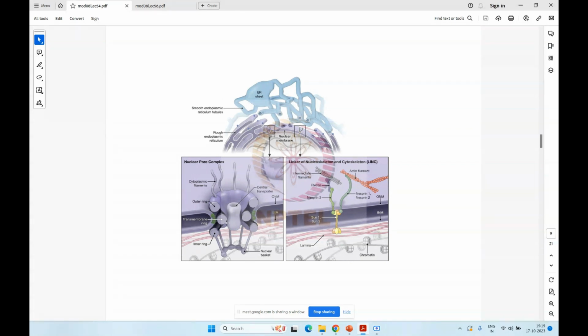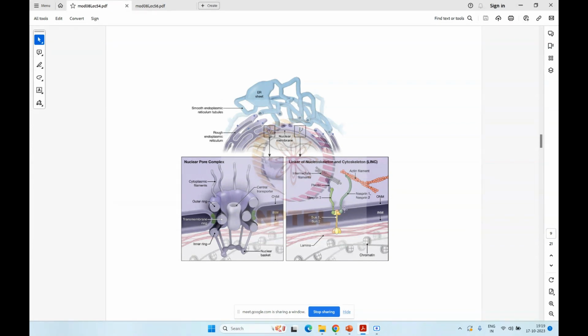This is basically the linker between the nucleoskeleton, so to say, and the cytoskeleton, the LINC complex, which is composed of plectin, nesprin, SUN1/2. I don't think you need to remember these names, but still good to know them.